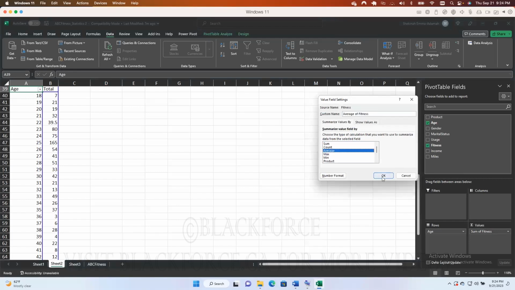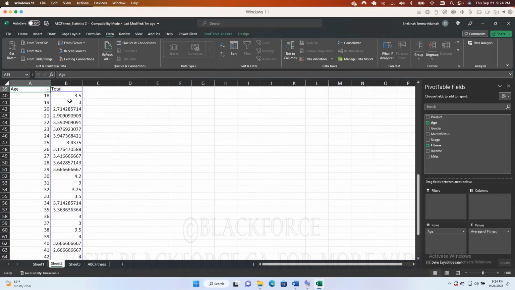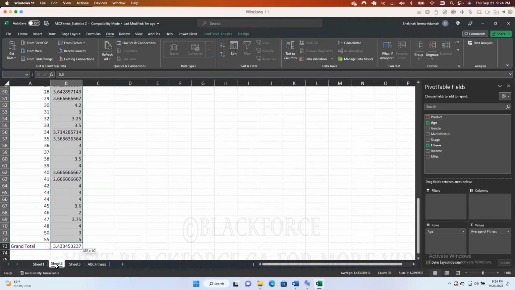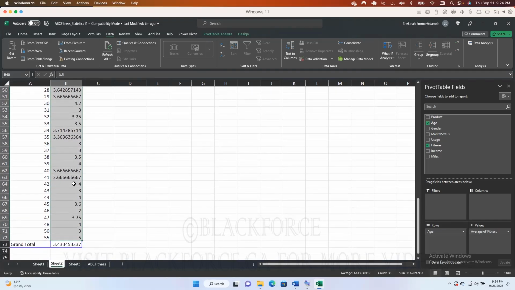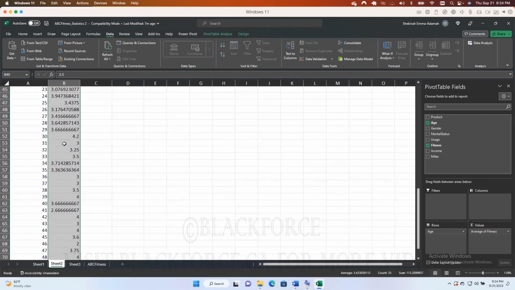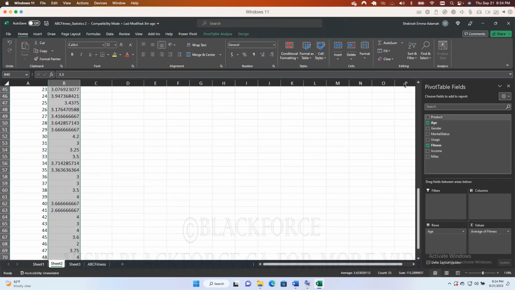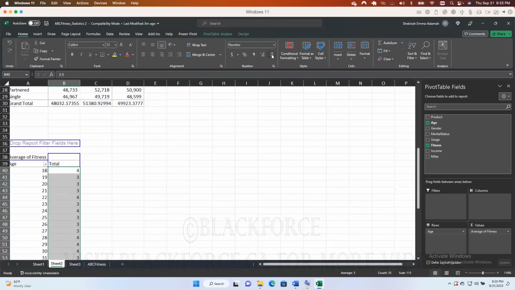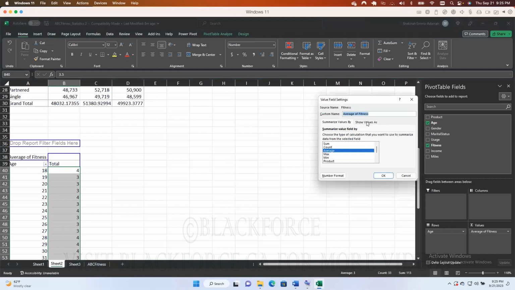Sorry, where do you get that small stuff where you can see percentages? So if you want to show it as a percentage of the row, you come to show value as, and then you can put what value you want.